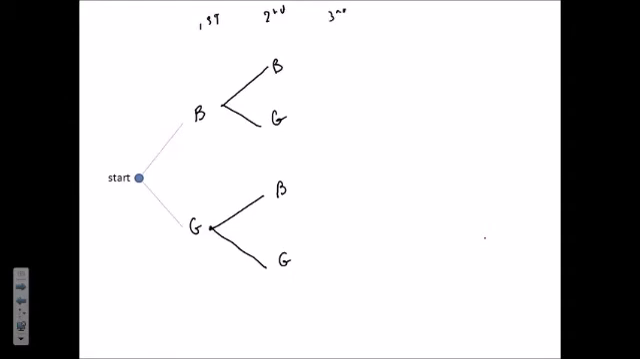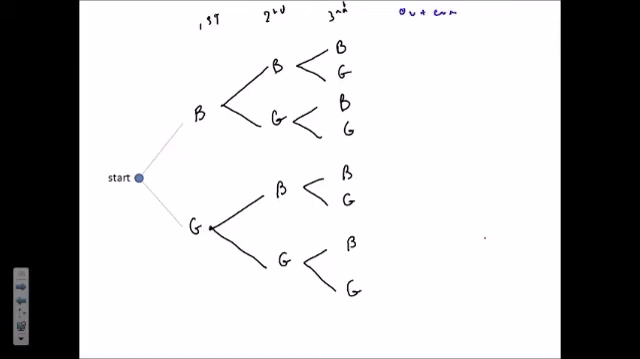Then we have the third mother. If the first two are boys, the next mother could have a boy or a girl. And from each of these outcomes, we're going to have two branches, boy-girl. Now this tree diagram gives us the possible equally likely outcomes for this experiment of having 3 babies. So 1, 2, 3, 4, 5, 6, 7. There are going to be 8 possible equally likely outcomes.